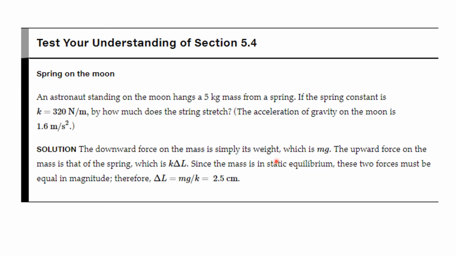So the downward force on the mass is its weight, which is m times g. The upward force on the mass is that of the spring, which is k delta L. Since the mass is in equilibrium, the two forces must be equal. Therefore, delta L is equal to m times g, now this is the gravity on the moon, divided by k. And so I use the mass, I use the 1.6 meters per second squared, and I use k of this, and I get that this is 2.5 centimeters.